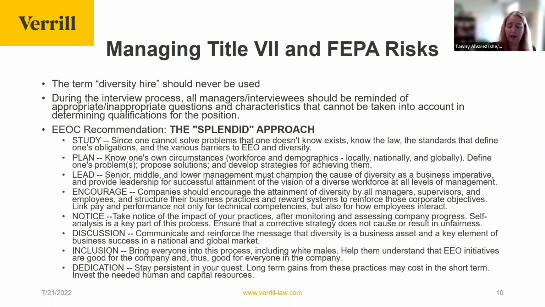You're then going to plan. We have to understand our organization's own circumstances. That's going to include our current workforce. It's going to include the demographics of the area in which we operate, which could be local, it could be national, it could be global. Additionally, consider the fact that with remote work, it now is more likely to be on a national basis. We're going to define the problem and propose solutions. And we're also simultaneously going to be developing strategies to achieve those solutions to the problems.